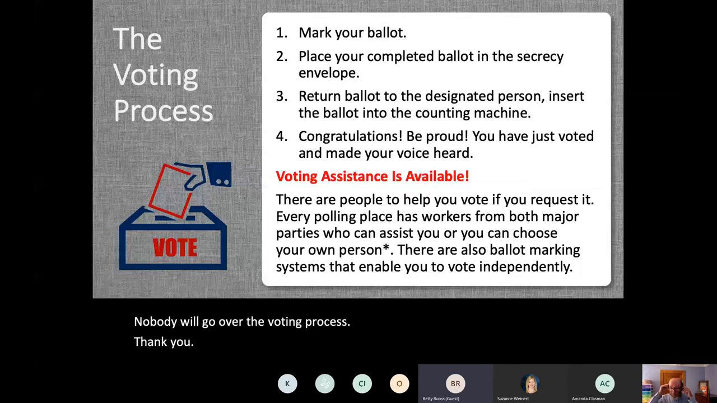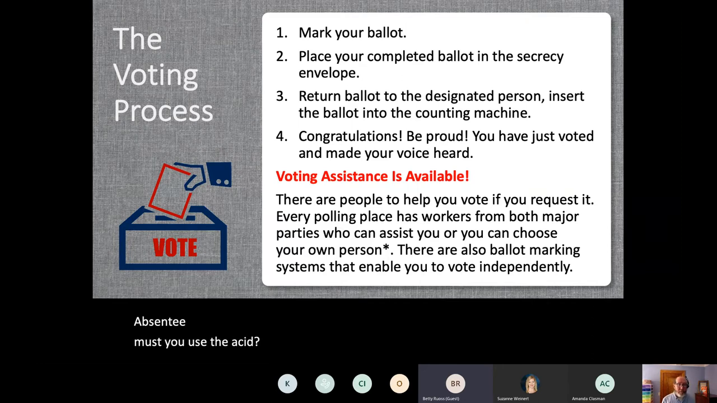When you vote, first you must mark your ballot. You can get assistance with this either from a person or by assistive technology. Second, you must place your completed ballot in the secrecy envelope. Absentee voters must use the absentee voter secrecy envelope, which was mailed to you with the ballot.